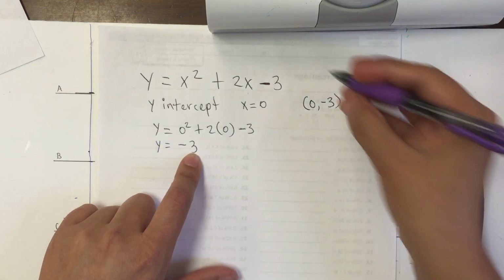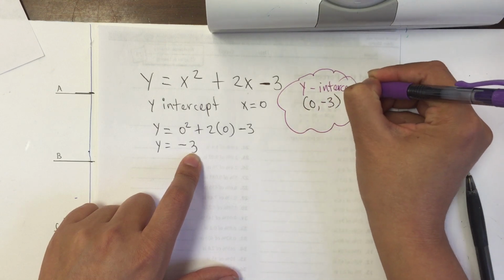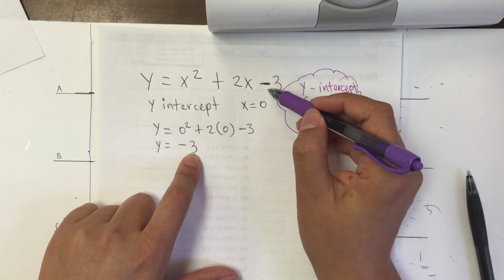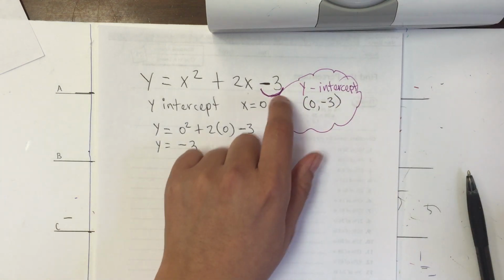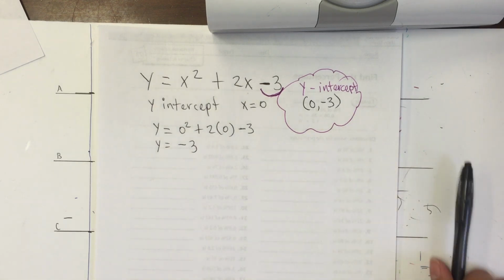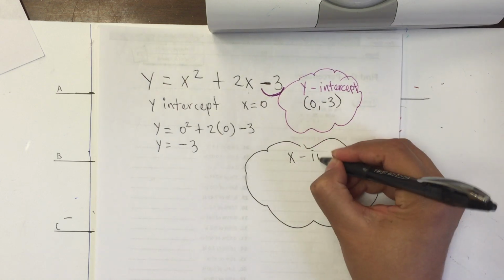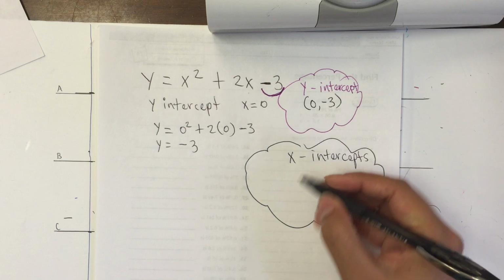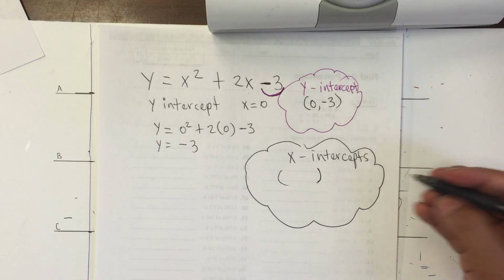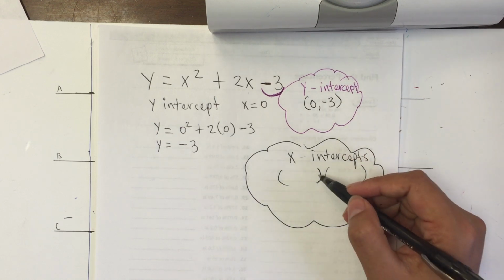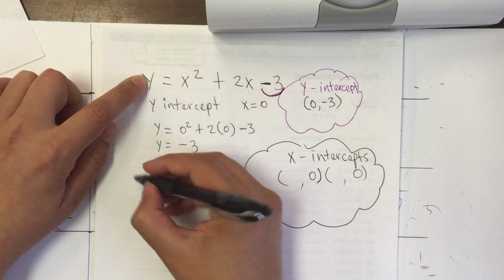Something that I want you to notice is that for my y-intercept, the value of y is that last constant number. Okay, so that's something I want you to keep in mind. Now, in previous lessons, I've been telling you how to get the x-intercepts. We're going to have usually 2, sometimes 1, and sometimes we won't have any intercepts. But for the x-intercepts, y is equal to 0. So this y we're going to replace with 0.